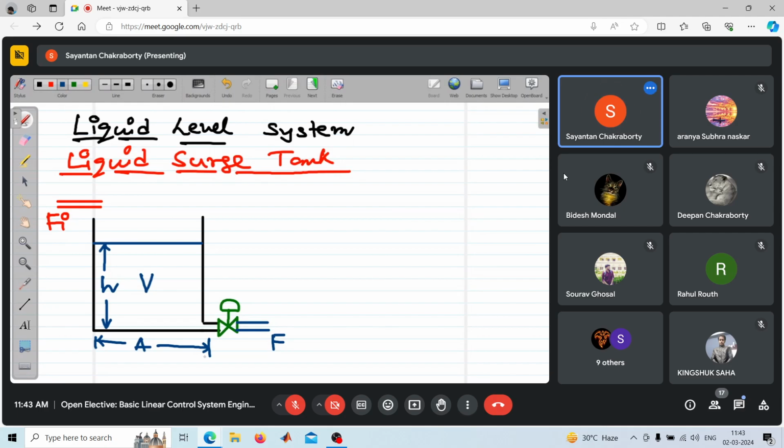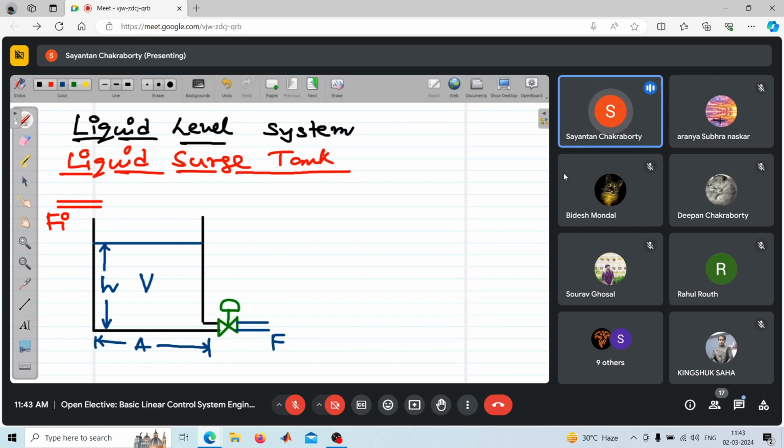Now, our objective is to find a mathematical model for this surge tank. To obtain the mathematical model, what is the system? The system is a liquid in the tank where there is an inlet flow rate of Fi and an outlet flow rate of F. The outlet flow rate you can control by a valve. So let us see how we can obtain a model.